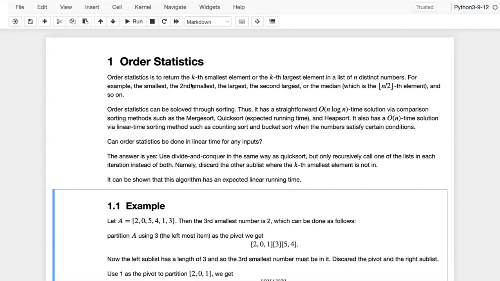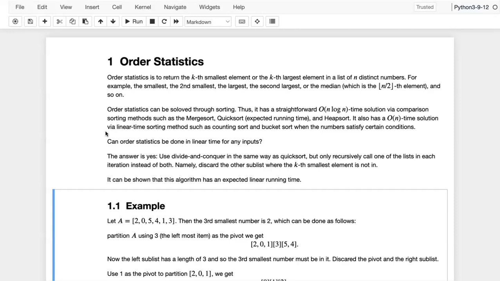So now let's look at this problem. In particular, if we are allowed to sort, then it's easy to do, right? We can sort the list, and then we can easily return the kth smallest. As we know, using comparison sorting methods such as merge sort, quick sort, and heap sort, we can obtain big O of n log n time to solve order statistics, or we can use a linear time algorithm using counting sort or bucket sort when the numbers satisfy certain conditions.